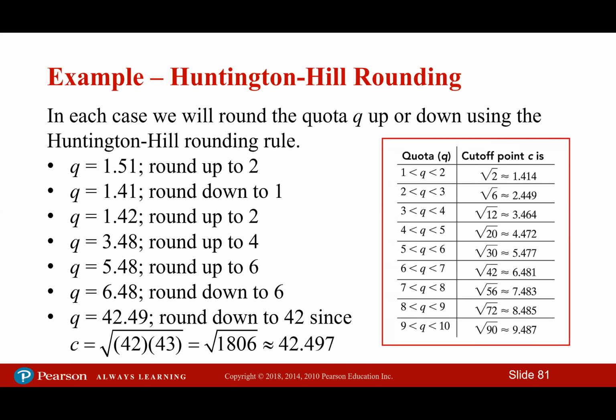So if you have a quota between 9 and 10, notice what happens here. You're going to multiply the lower and the upper. The lower quota and the upper quota, you multiply, that'll be 90. The square root of 90 is 9.487. So instead of 9.5 being the cutoff, it is 9.487.